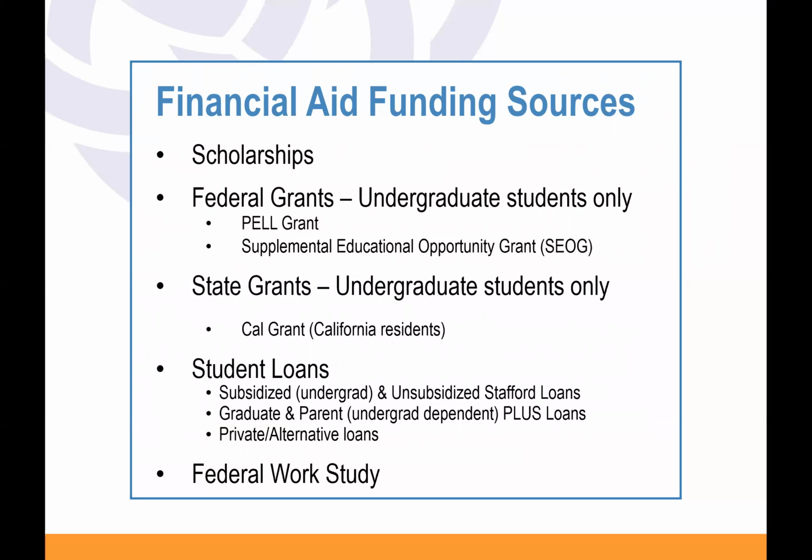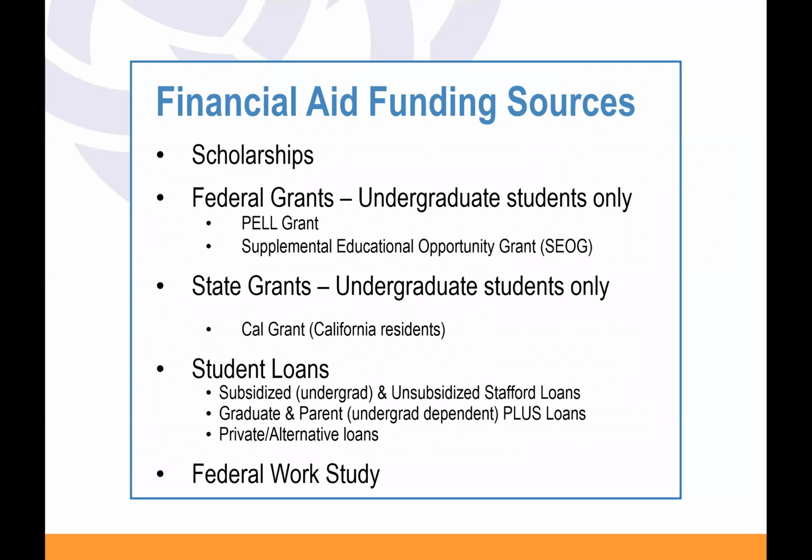Next would be federal grants. That is only for undergrad students. There's the Pell Grant and the SEOG. A lot of the times it would have to do with schedule, right? For undergrad students, you want to make sure of your full-time status, and also sometimes your EFC will determine how much you would be eligible for in federal grants. There's also state grants, which are also just for undergrad students, that you would have to apply for online, and that's for California residents.